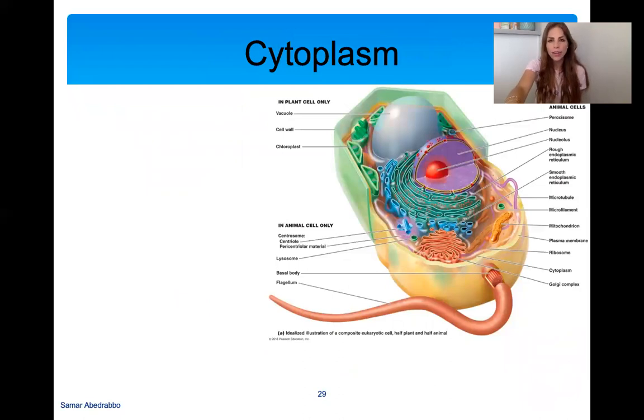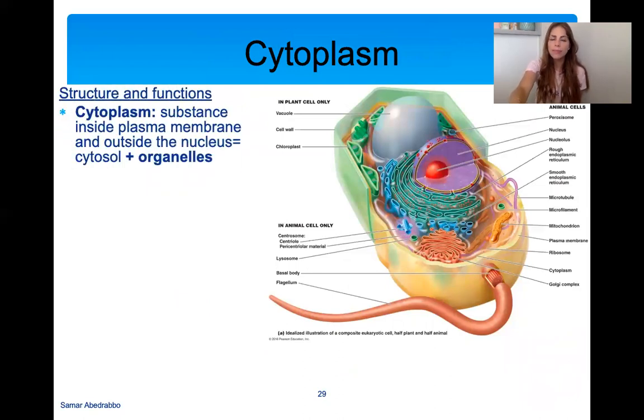And then in eukaryotic cells, we also have cytoplasm. Cytoplasm is just a substance inside the cell membrane. Basically it's everything between the cell membrane and the nucleus. So all the watery substance. The watery substance is called the cytosol and the organelles.